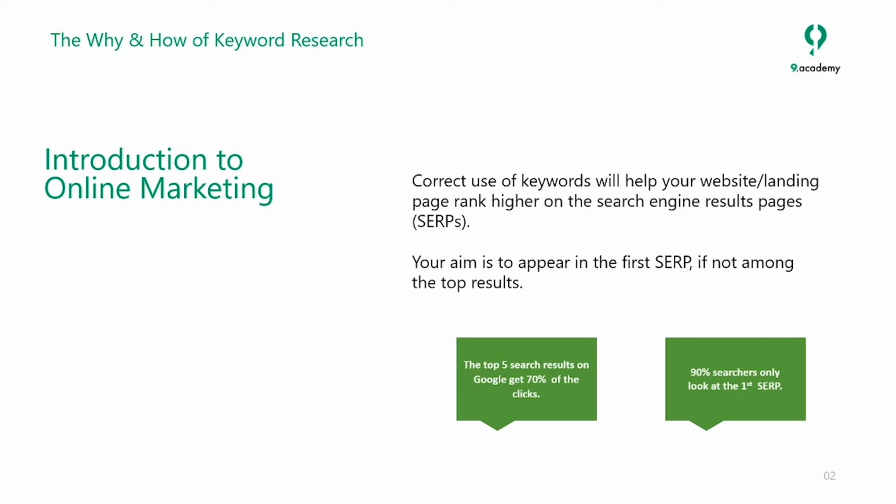Your aim is to appear in the first SERP, if not among the top results. Of course, everyone wants to be number one in searches. You can pay for that spot. By the way, there are advertisement spots on the very top half of the search results, but people tend to use the organic search. They don't like the paid ones. Although it's good to be on there, because people do click through by accident and end up thinking that is the result they found. Not always the case, but it does happen.